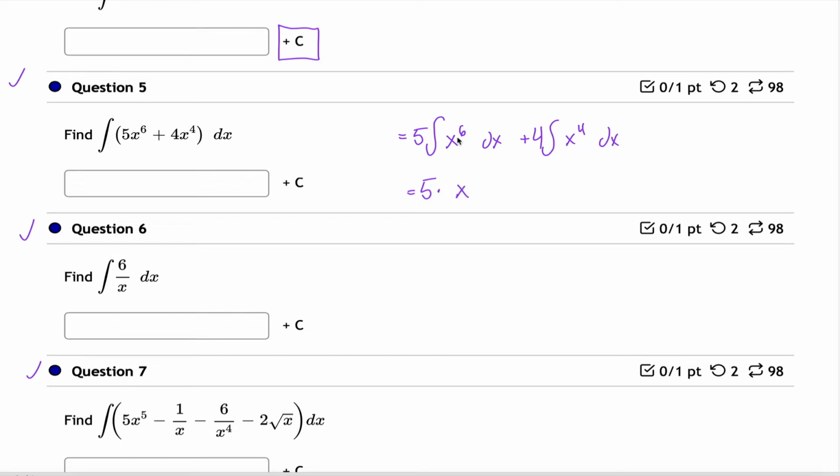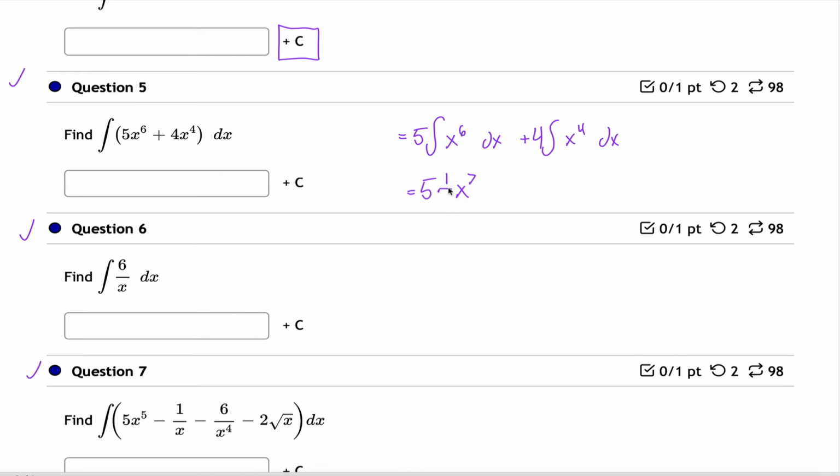Start with x to the 6th power, but think about it: if you're taking the derivative of something, you subtract 1 from the exponent. So instead of x to the 6th power, I must start out with x to the 7th power, so that when I take the derivative of this, I get this. But you're like, nah, there's a problem. If you take the derivative of x to the 7th, you don't get x to the 6th. You get 7x to the 6th. And you don't want 7x to the 6th. You want 1x to the 6th.